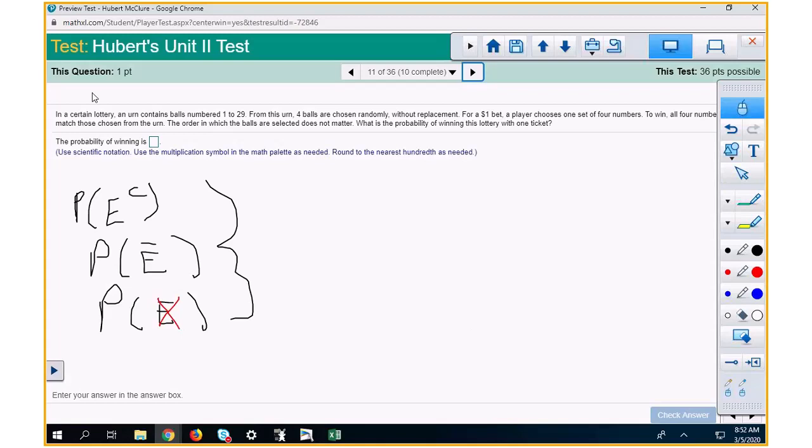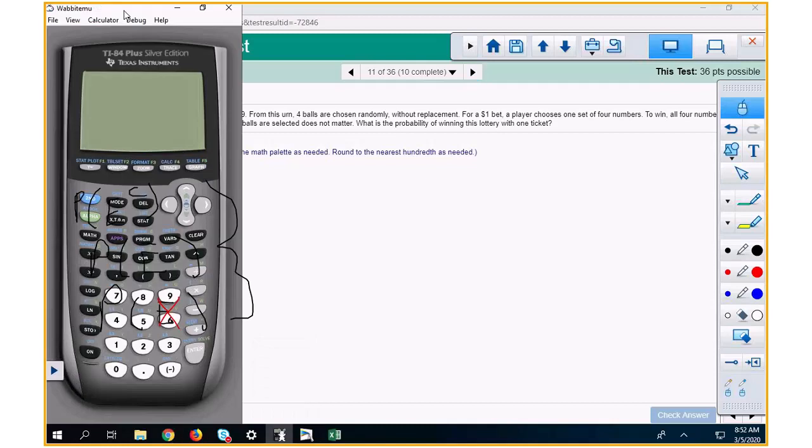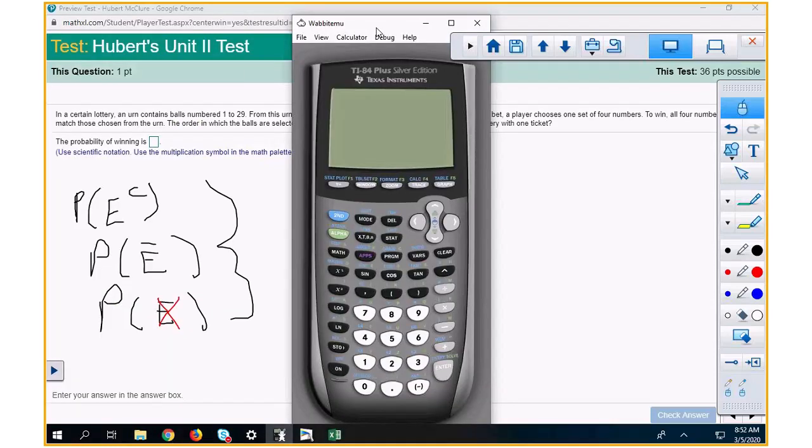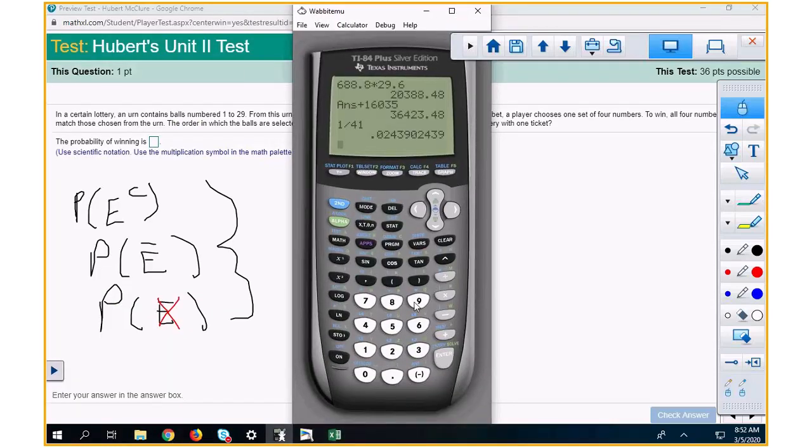Somebody give me that. They want scientific. Oh, well, I better do it because y'all get scientific notation. Y'all don't know what it means. So I'll do it. So that's going to be 1 divided by parentheses, and we've got 29 combination 4. I'm going to lose my voice. I'm not going to have a voice before the end of the week.